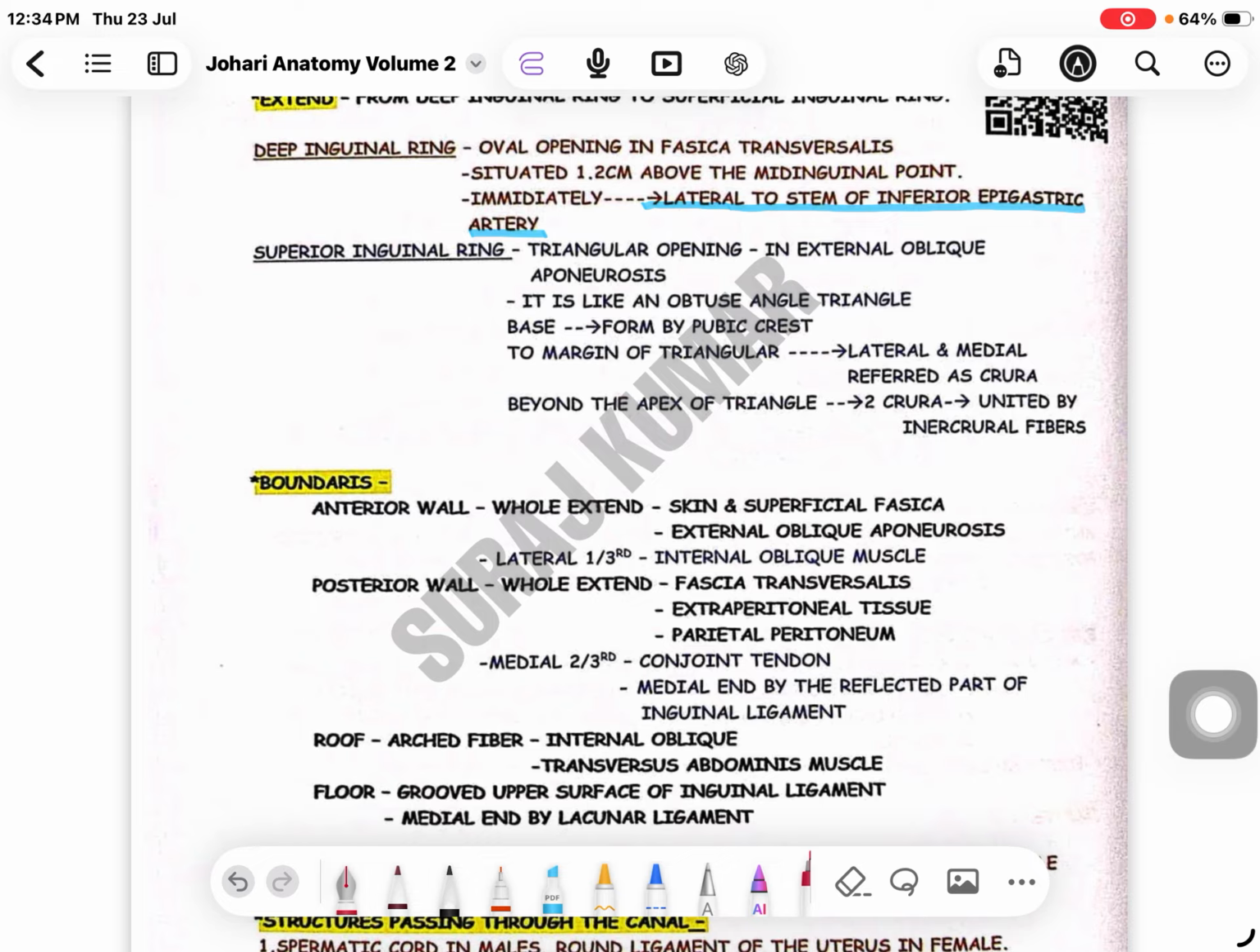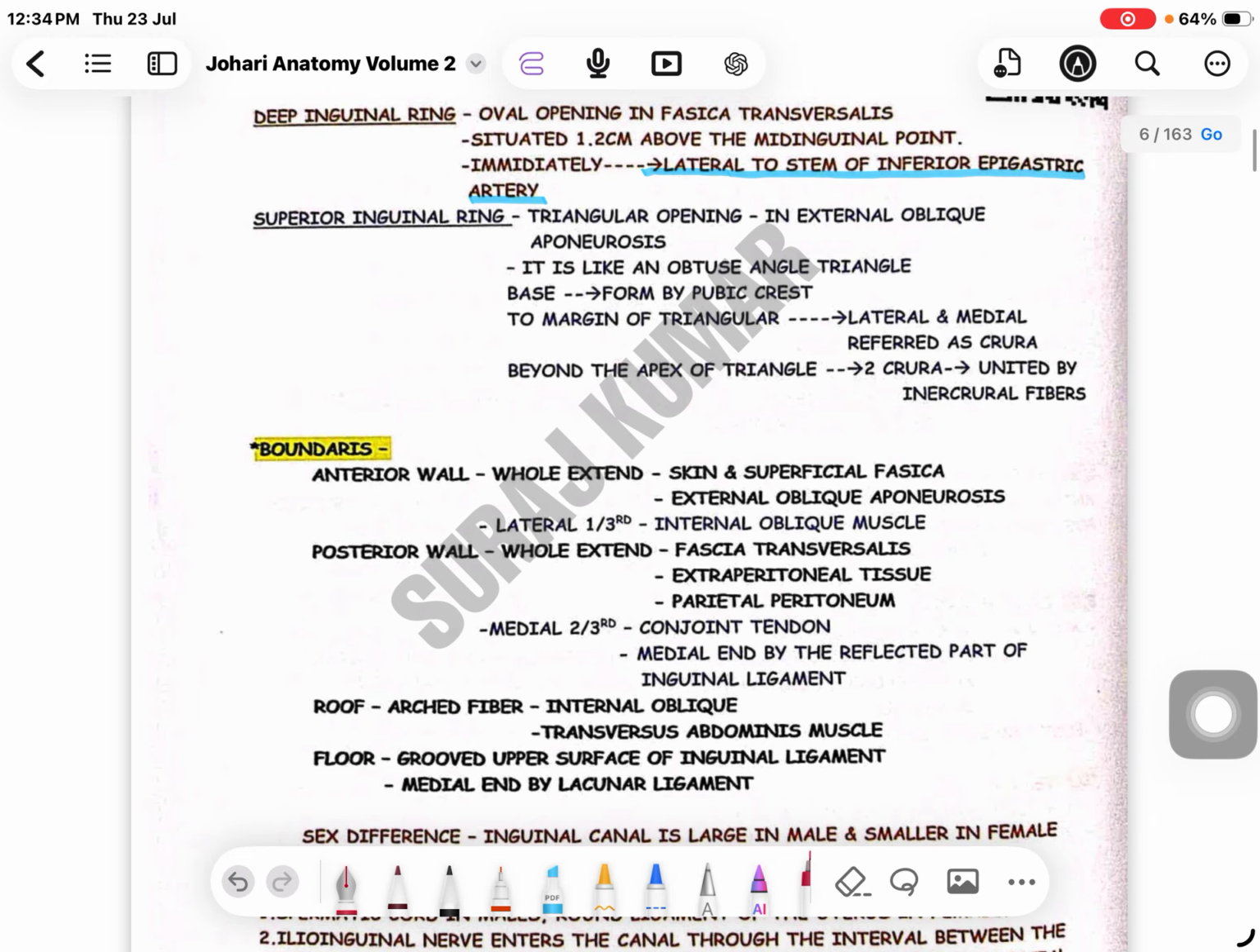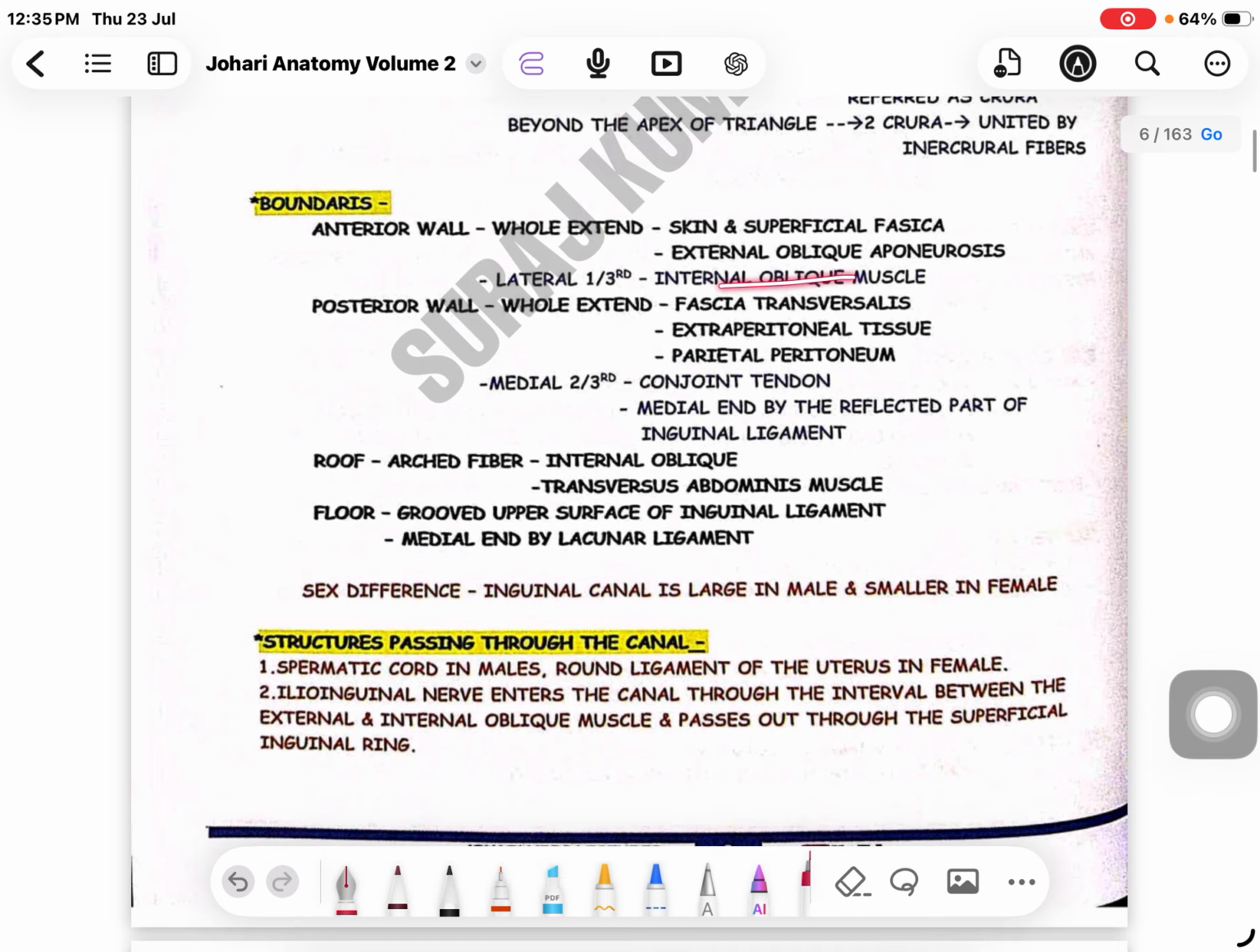So you remember this, okay? So you can learn that deep will be in the innermost layer, and this is superior, is superficial, then it will be in the most superficial layer. It's like an obtuse angle triangle. All the boundaries are there.